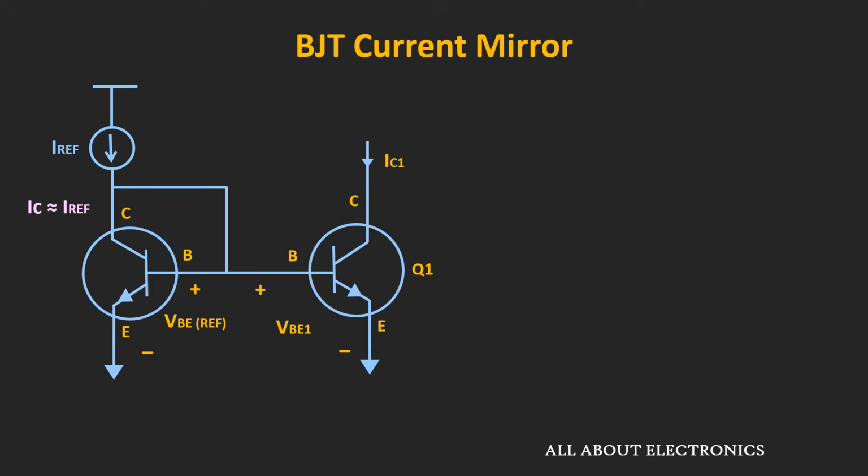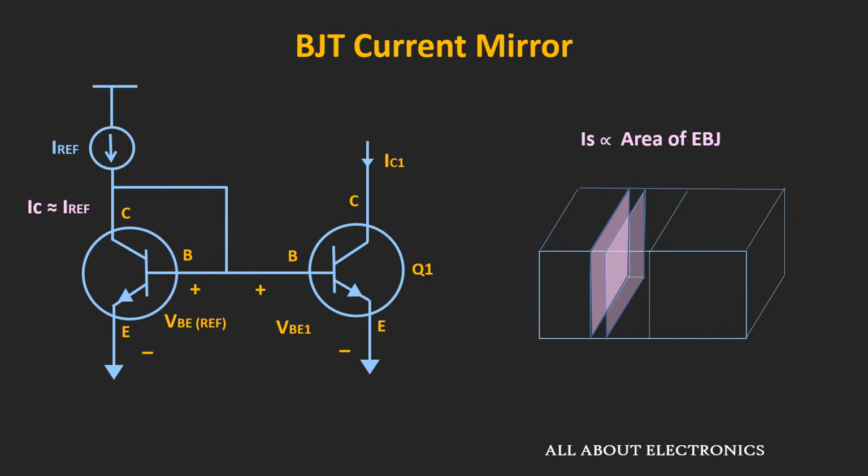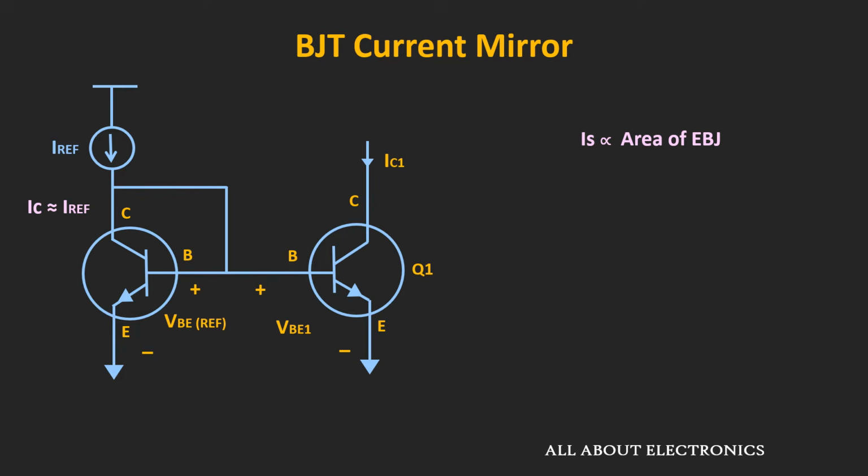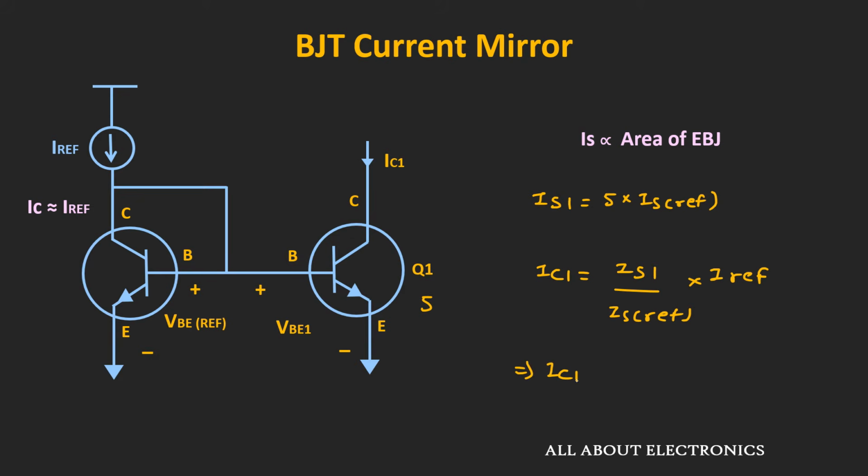Now in general, this saturation current is proportional to the area of the emitter base junction. So here basically I am talking about this highlighted area. So if the area of this transistor Q1 is 5 times the area of this reference transistor, in that case this IS1 would be 5 times the IS reference. And from the expression IC1 is equal to IS1 divided by IS reference times I reference, we can say that this current IC1 would be 5 times the I reference.